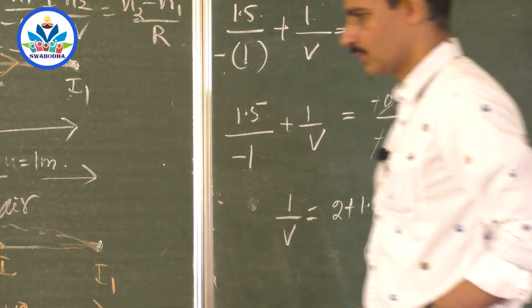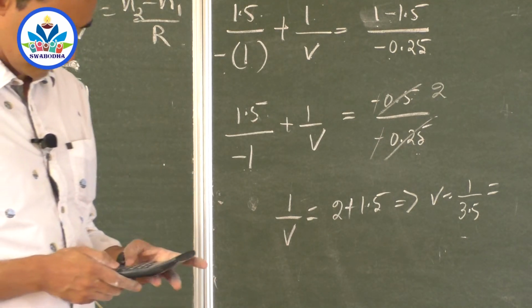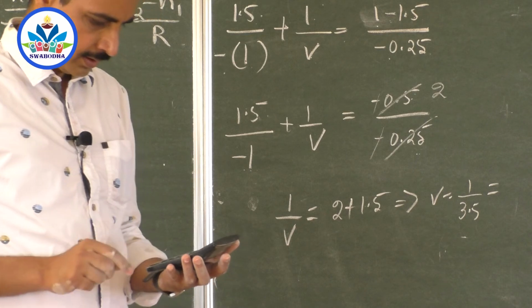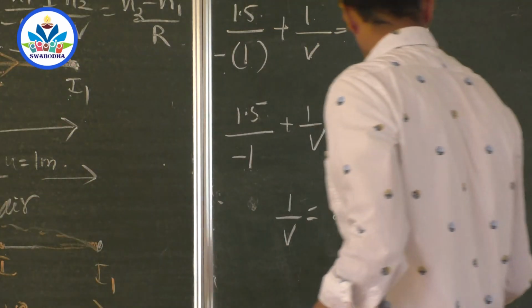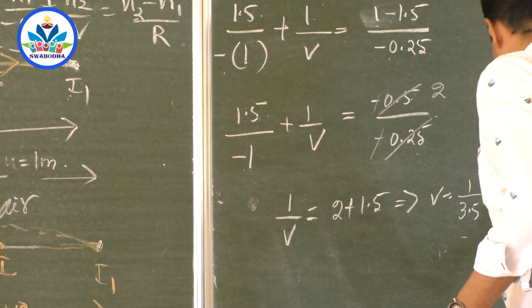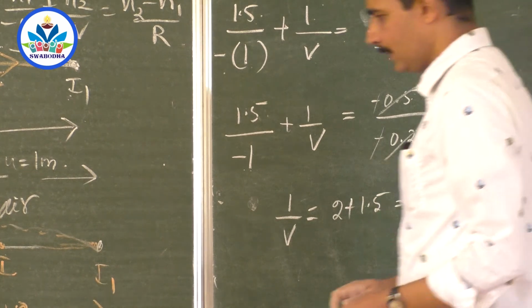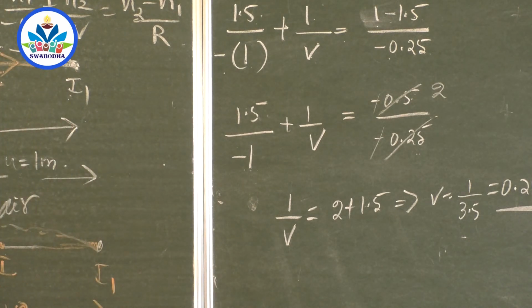So let me see what is 1 by 3.5. If you use your calculator, you will get the answer. 1 by 3.5 gives 0.2857 answer, 0.2857. This is the answer. So what is the final image position then? So again the question is here to find out the image distance from the final image, that's all.